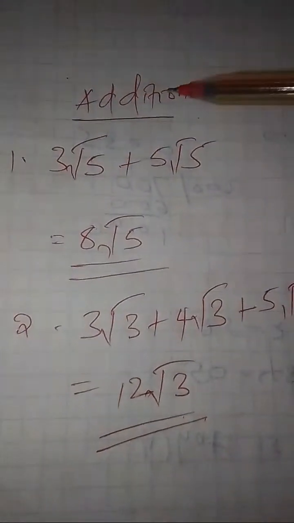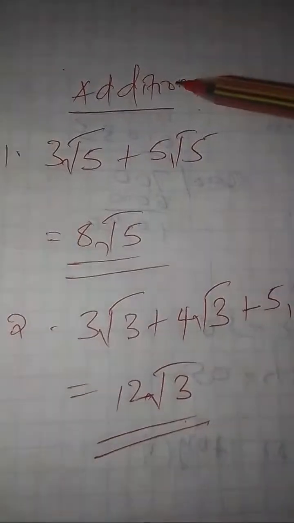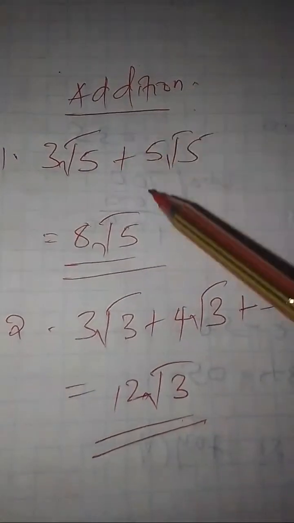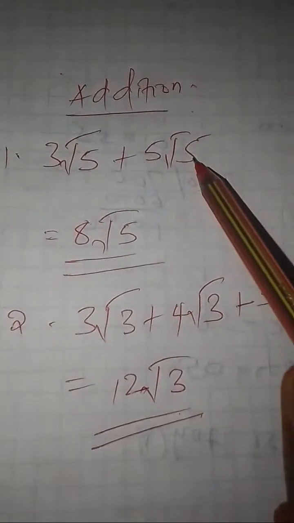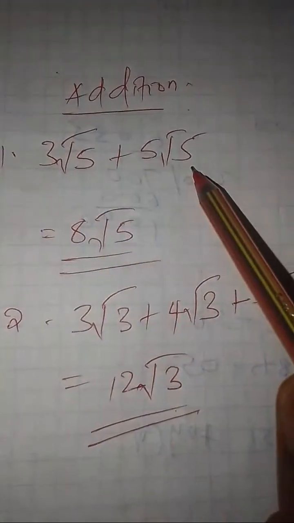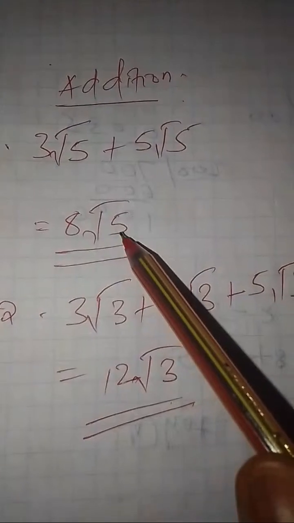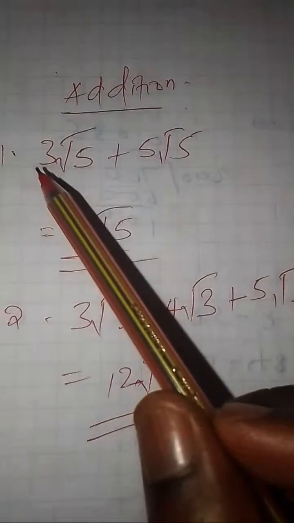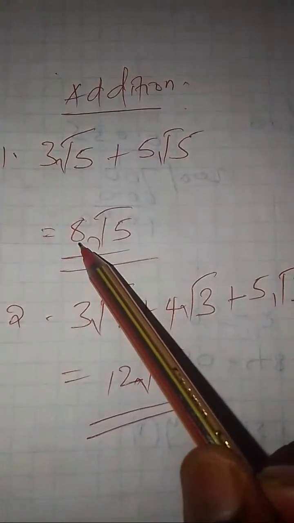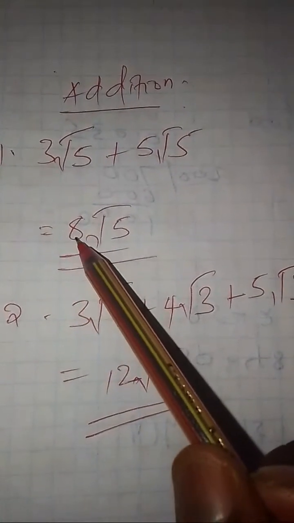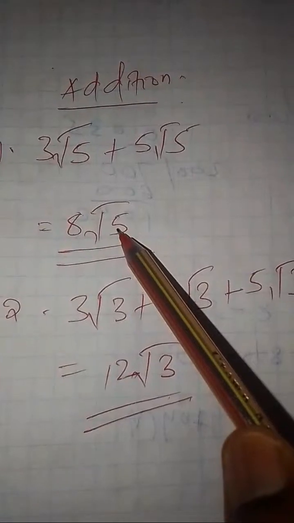So addition, these ones are radical expressions. We can also add them: 3 root 5 plus 5 root 5. Because the roots are the same, we shall have root 5. Then from there we shall have 3 plus 5, and the answer is 8. So the answer shall be 8 root 5.